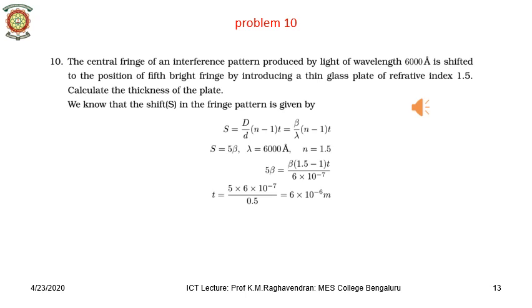So when you substitute, 5 beta is equal to beta times (1.5 minus 1) times T divided by 6 into 10 to the power of minus 7, which is nothing but 6000 angstrom written in meter unit. Solve for T, we get 6 into 10 to the power of minus 6 meter. Note, sometimes 10 to the power of minus 6 meter can be written as a micron or a micrometer.